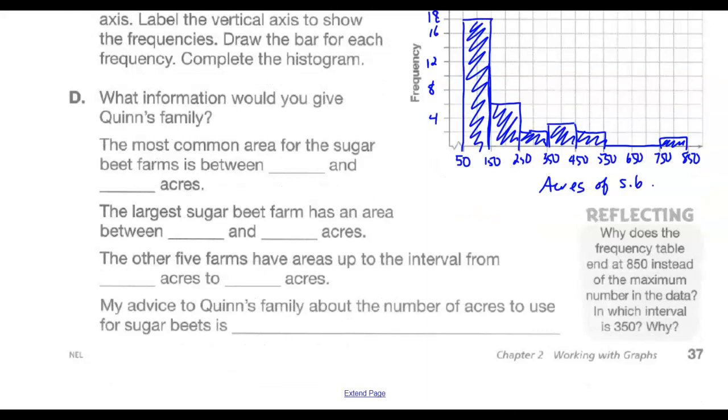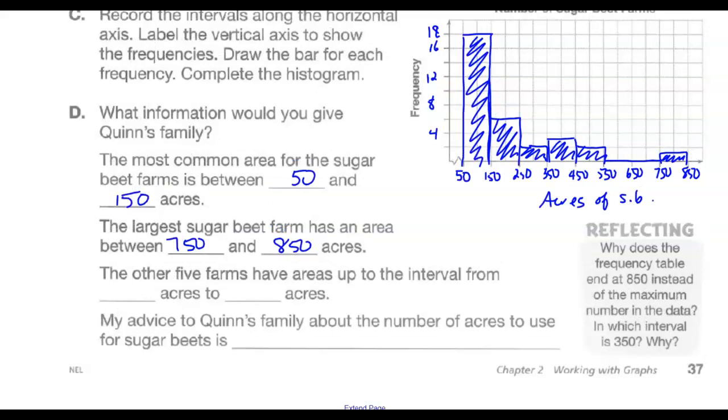Okay, some information, the most common area for the sugar beet farms. So the amount of area is between 50 and 150 acres. Largest sugar beet farm has an area between 750 and 850. I think this is a typo here in this one. The other 5 farms, well, there's more. So this was 18 farms. This was 1. So that's 19.